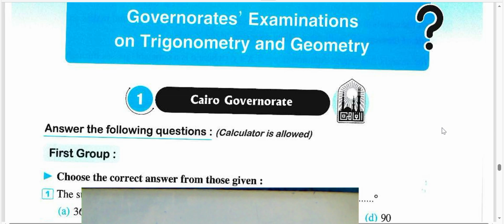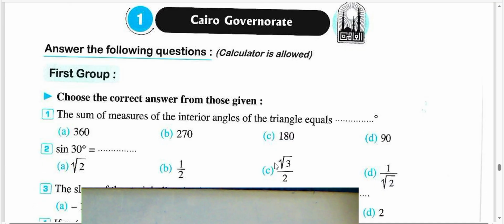Today we'll solve from the Al-Moasser book. Final revision. First model here, Cairo Governorate. First question, choose the correct answer. Number 1. The sum of measures of the interior angles of a triangle equals 180. The summation of interior angles of a triangle is 180. Choose letter C. Next question, number 2.